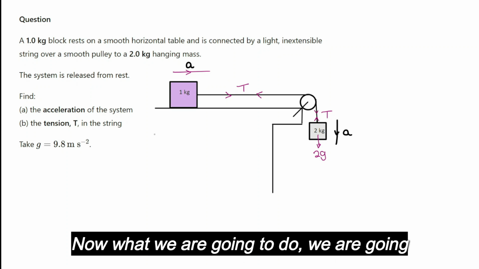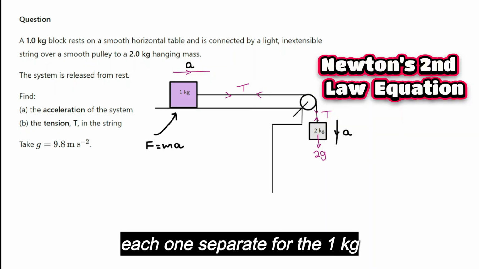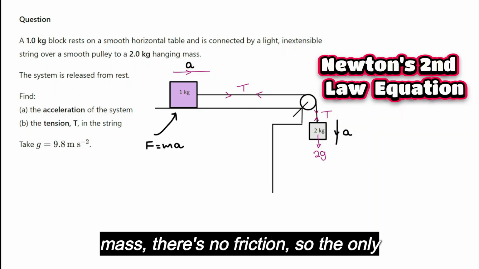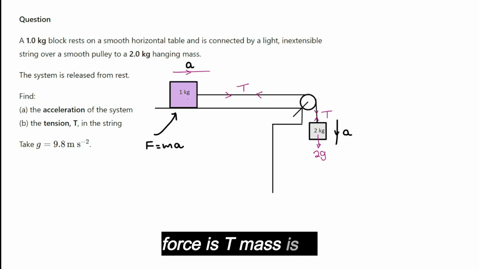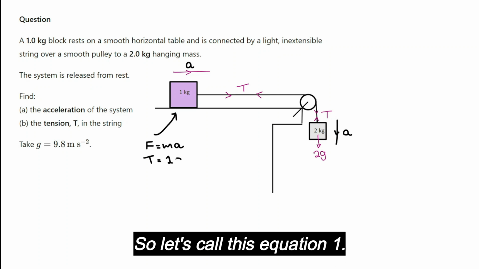Now, what we are going to do, we are going to write the equation F equals ma for each one separate. For the 1 kilogram mass, there's no friction, so the only force is T, mass is 1, acceleration is a. So let's call this equation 1.